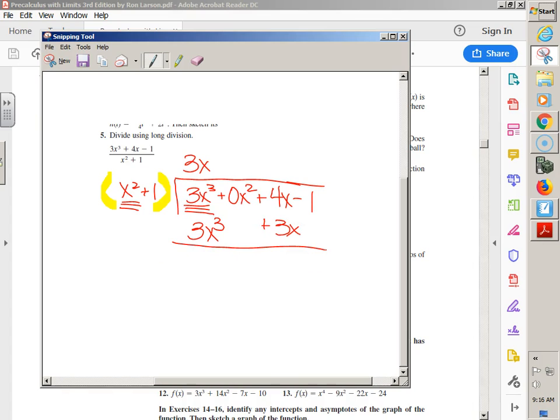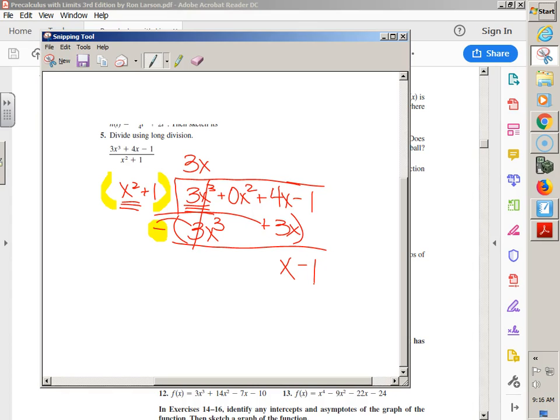Whenever we're doing long division, we have to subtract. But I'm going to highlight this subtraction because what's really easy to forget is to distribute that to both. So 3x cubed minus 3x cubed, perfect. 0x squared plus 0 is just 0. 4x minus 3x is 1x.